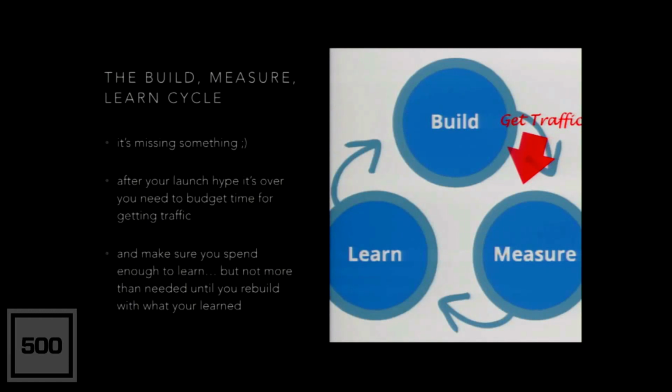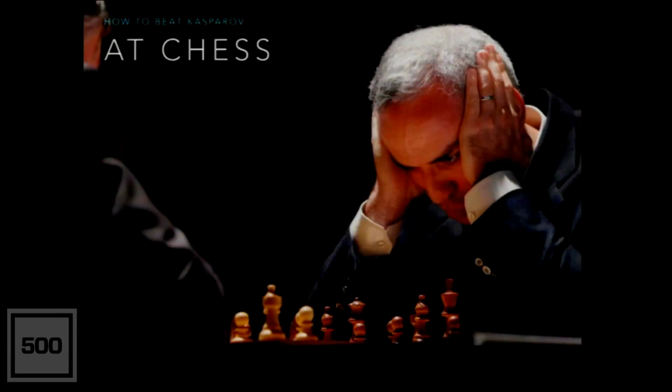Sorry, I'm horrible at calculating how much time this will take. But I want to add one more step to the build, measure, learn cycle. Remember that learning happens with traffic. So you build, you measure, you learn, but in the next loop you need to get more traffic, and make sure you budget money and time for that, because most of the startups I work with don't do that.